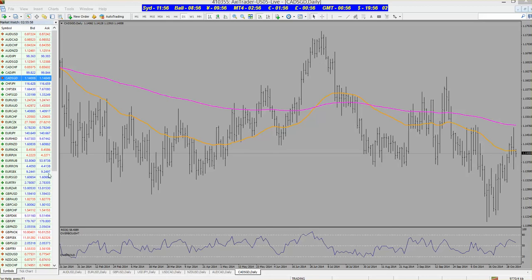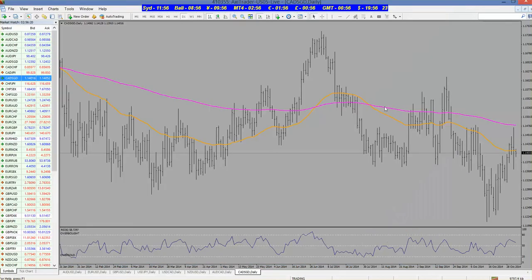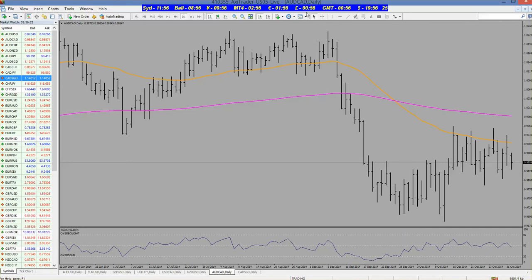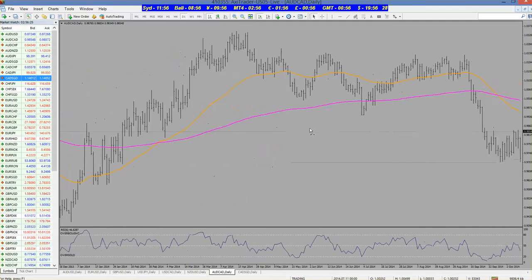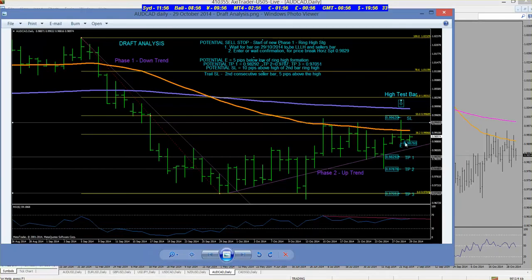AUD/CAD. Attached is my final draft AUD/CAD. It's also Wednesday night. I think coming in off this is just a little aggressive. TP2, I think that's just a little too aggressive, off this high test bar.